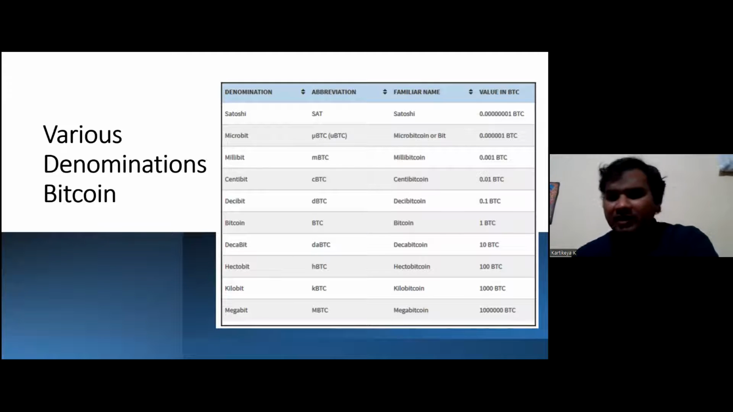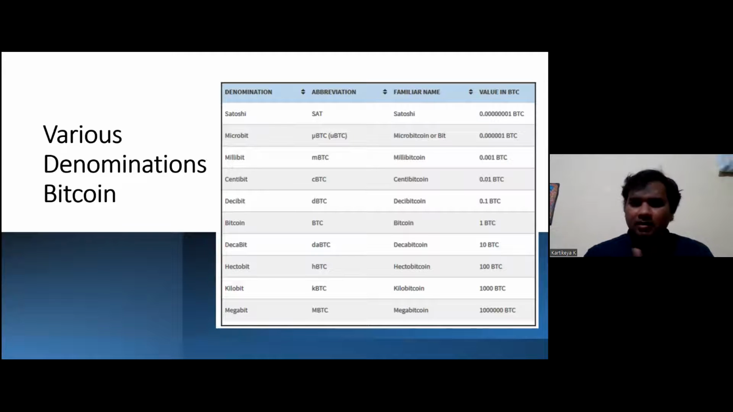Like Satoshi means it is equal to 0.00001 BTC. BTC means one Bitcoin. Then the others are microbit, millibit, centibit, decibit, Bitcoin, decabit, hectobit, kilobit, megabit, such as $10, $100, like that. Okay.